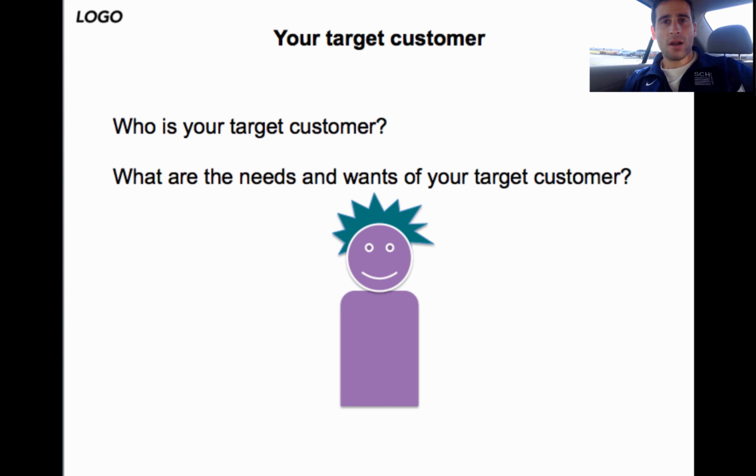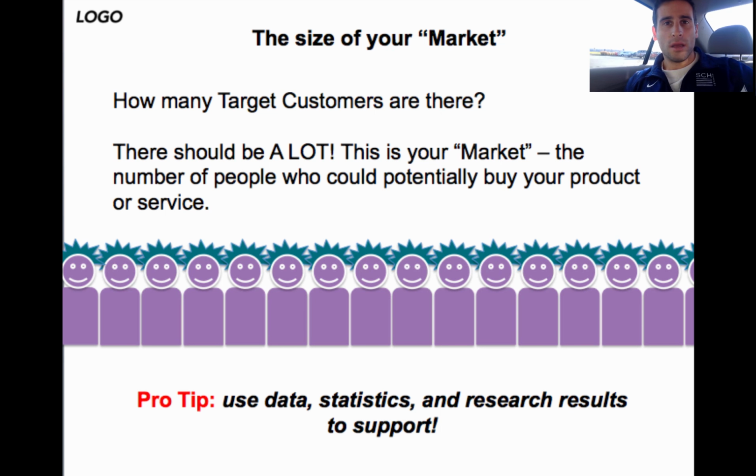Then, from there, you're going to talk about your market and the size of your market. You've described your one target customer. Now, how many are there? There should be a lot. This is what we call your market, the number of people who could potentially buy your product or service.